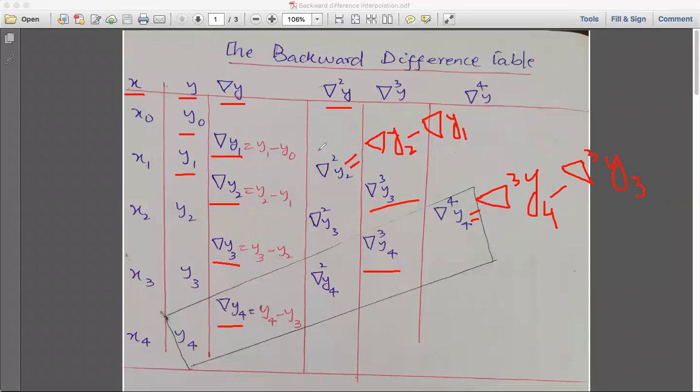But the difference is, another difference here is that in the forward difference table we used to take delta y0, delta y1, delta y2, and delta y3. Here we are using inverted delta y1, inverted delta y2, inverted delta y3, inverted delta y4. And for inverted delta square y, we will start from y2, y3, and y4. For cube, we will start from inverted delta cube y3, and we will write inverted delta cube y4. And for the last one, we will write inverted delta raised to power 4 y4. So this is the way to find the backward difference table.